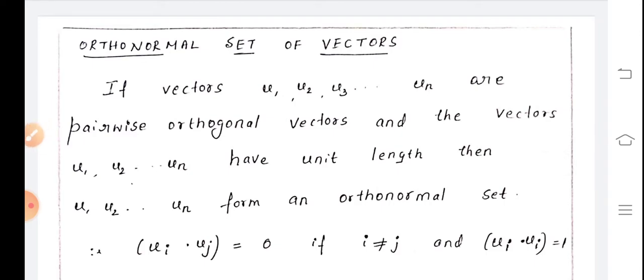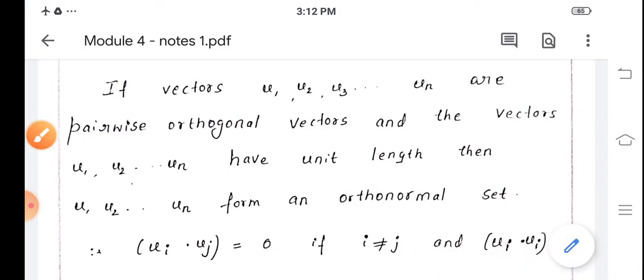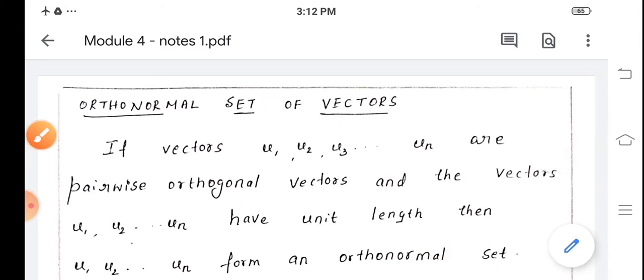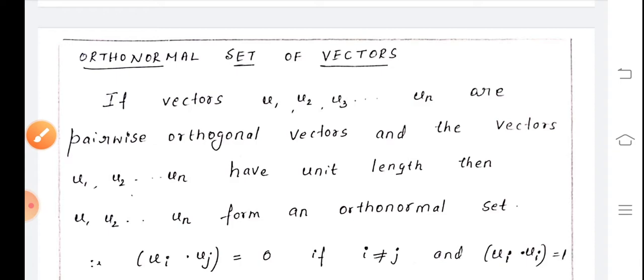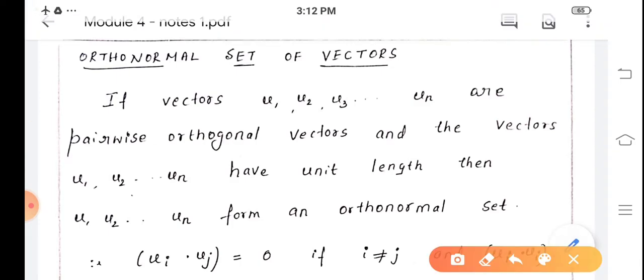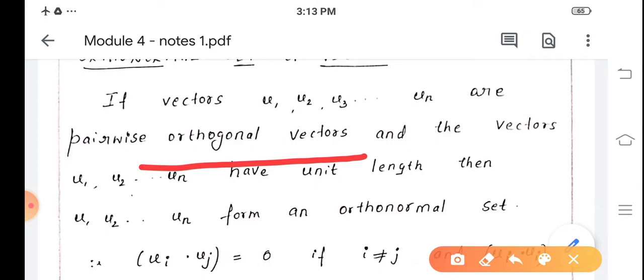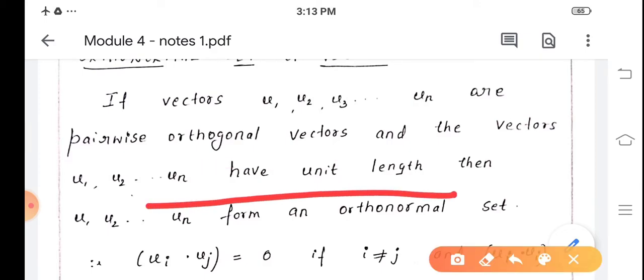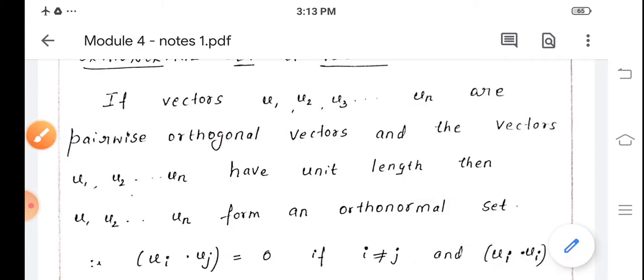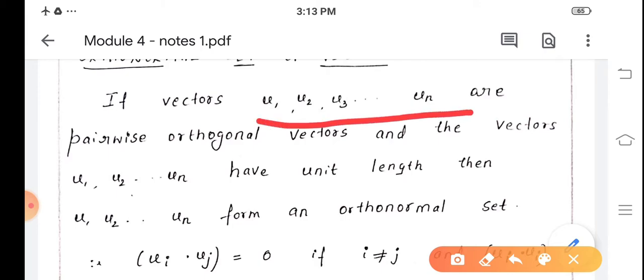Now let us see the definition of an orthonormal set of vectors. If vectors u1, u2, u3 up to un are pairwise orthogonal and the vectors have unit length, then we say that u1, u2 up to un form an orthonormal set. So this is important. For an orthonormal set of vectors, we should remember these two conditions. The vectors u1, u2, un are orthogonal vectors or pairwise orthogonal, and they have unit length.